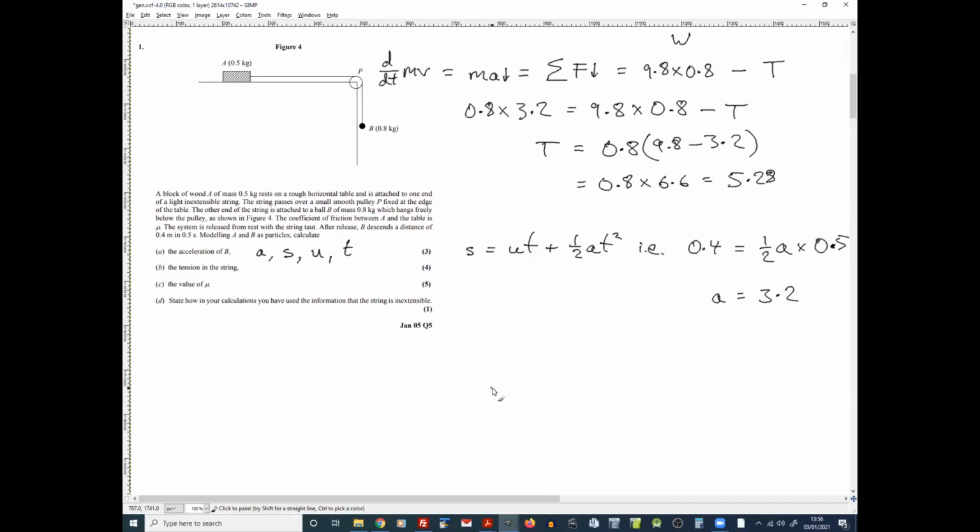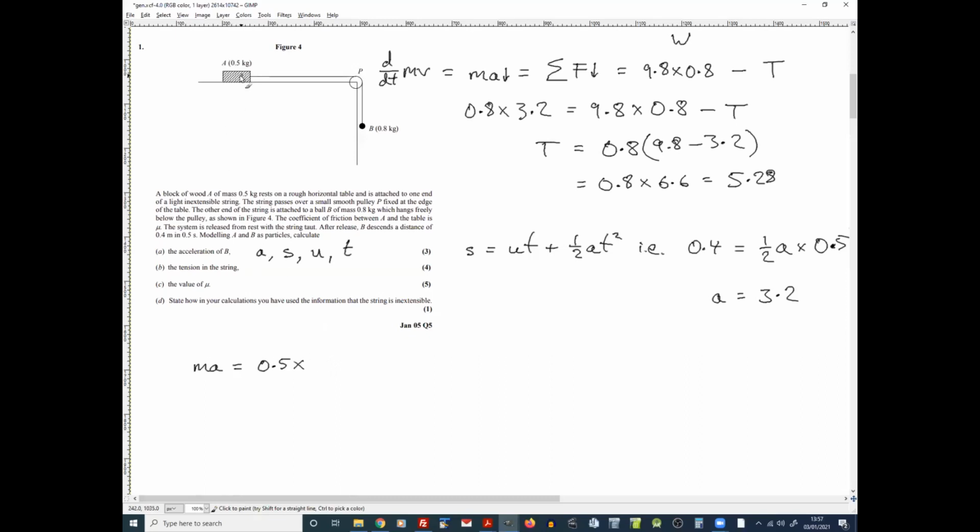Okay, well, MA would equal 0.5 times 0.8. No, 9.8. So A is descending freely under gravity, is it? No, but it's attached to something that is. Is B descending freely under gravity? No, because it's got tension.